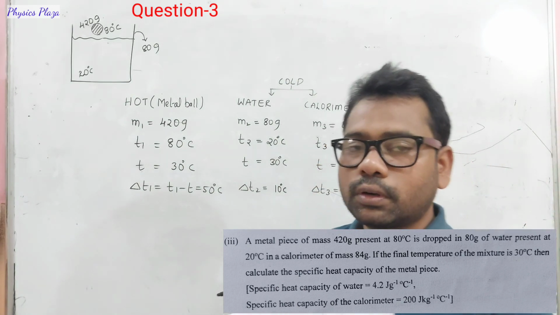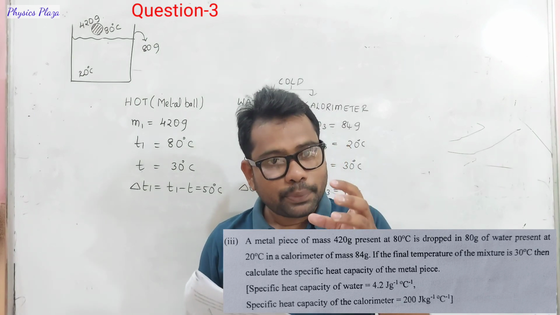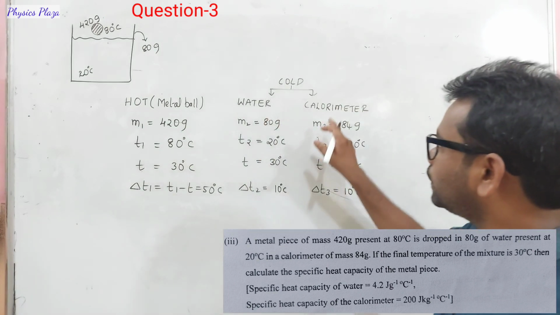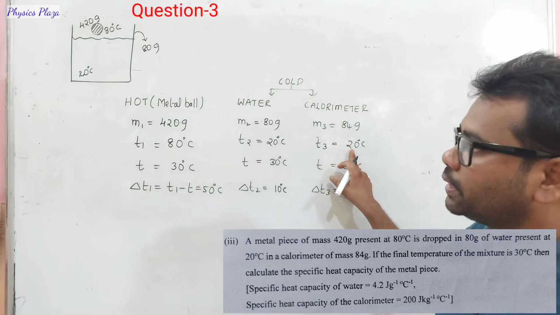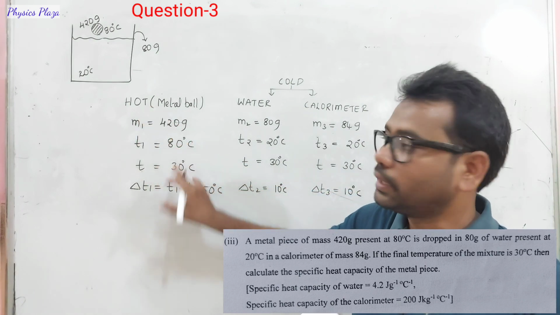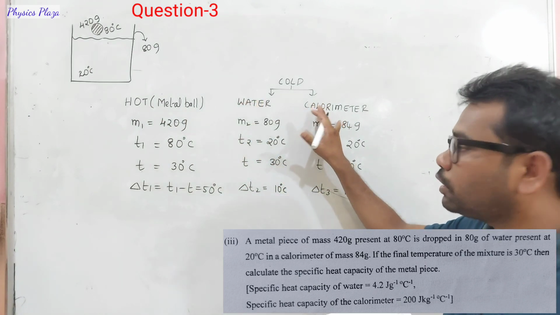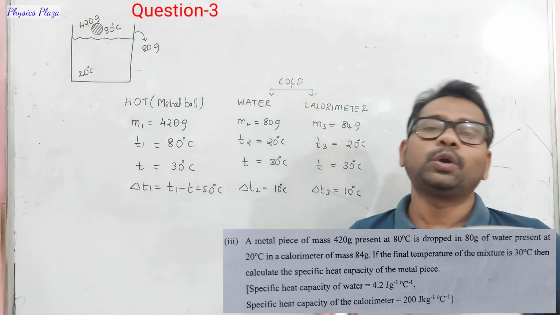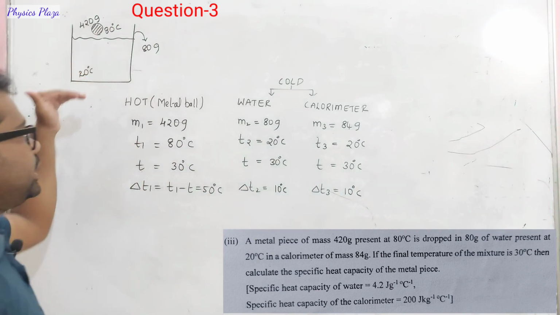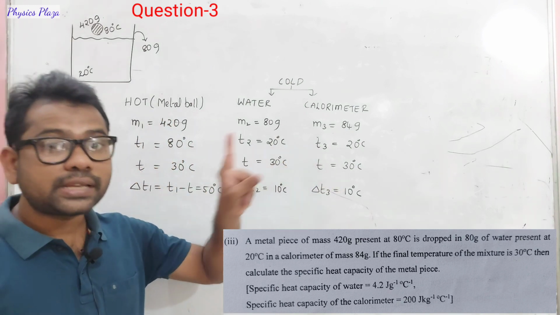Here you may get one doubt: what about the temperature of the calorimeter? Children, the temperature of the ingredients is the temperature of the calorimeter, which means the calorimeter is also at 20 degrees Celsius only. This metal piece is at 80 degrees Celsius, so the metal piece is a hot body, and water and calorimeter together are cold bodies. Okay children, fine.